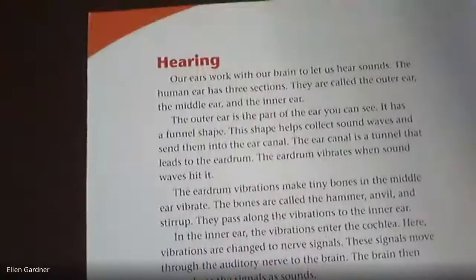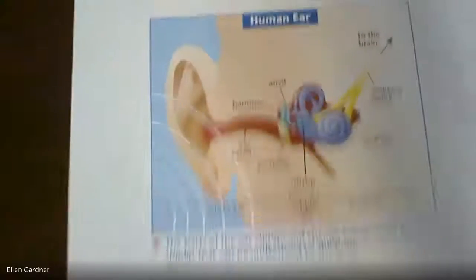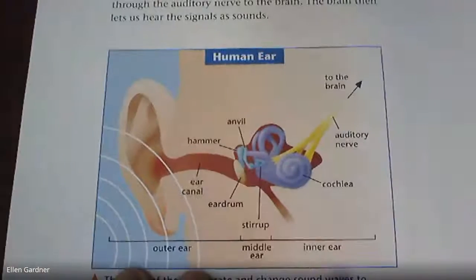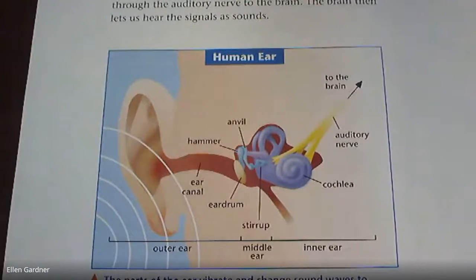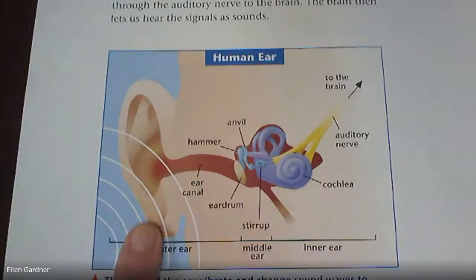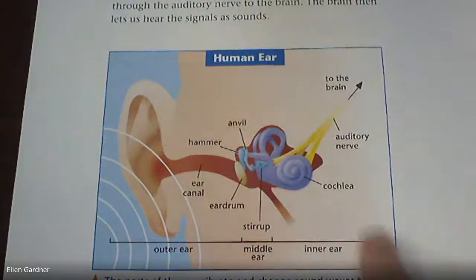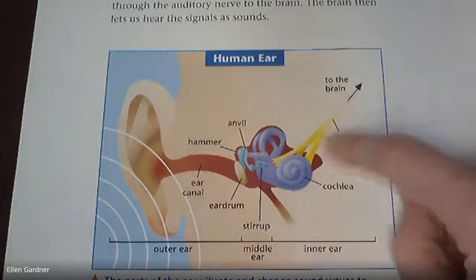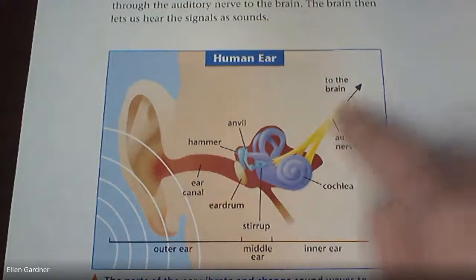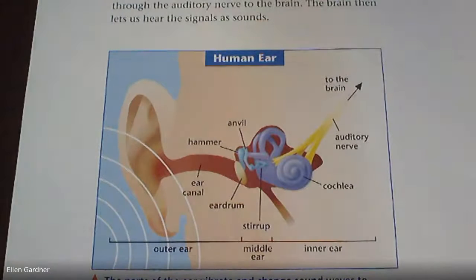So hearing. We've got a diagram here that I'll also post a picture of to Bright Thinker that shows all of the inner workings of our ear. Okay, as you can see, we've got this outer ear here. And this middle section is called the middle ear. And then we've got the inner ear that ends up having auditory nerves that connect to the brain. So that what we hear, we actually can identify the sounds of.